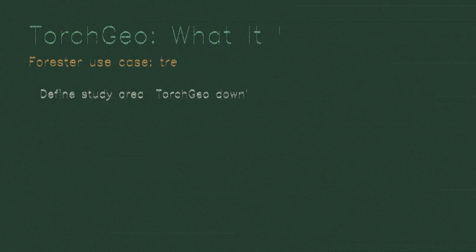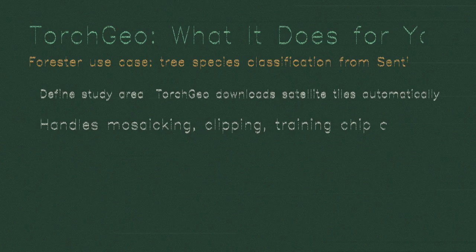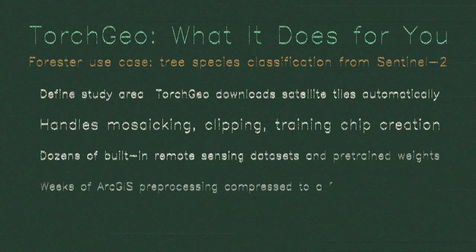With TorchGeo, you define your study area, and it handles downloading the satellite data, creating training chips, applying appropriate transforms, and loading everything into a format ready for model training. It has built-in support for dozens of remote sensing datasets and pre-trained model weights. The part that used to take a GIS analyst weeks of pre-processing in ArcGIS or QGIS, downloading tiles, mosaicing, clipping to study area, extracting training patches, TorchGeo does in a few lines of Python. A forest analyst with basic Python skills can go from raw satellite data to a trained model in a day.